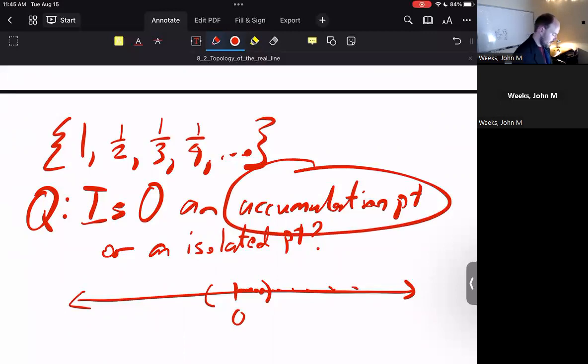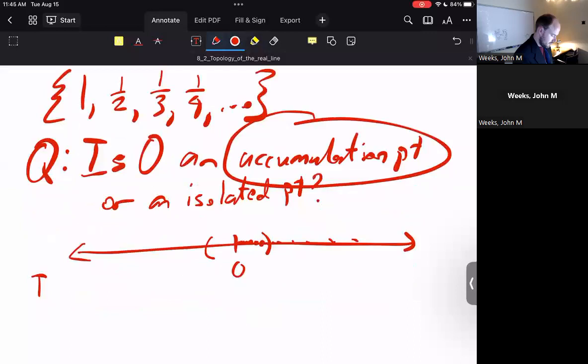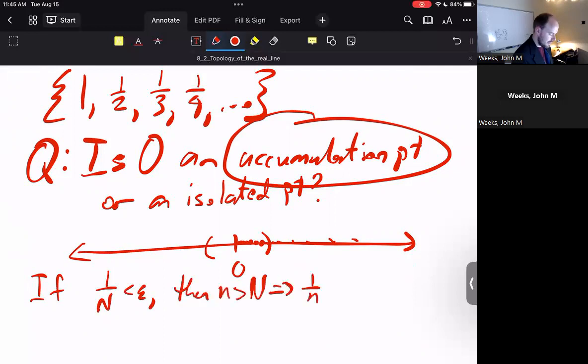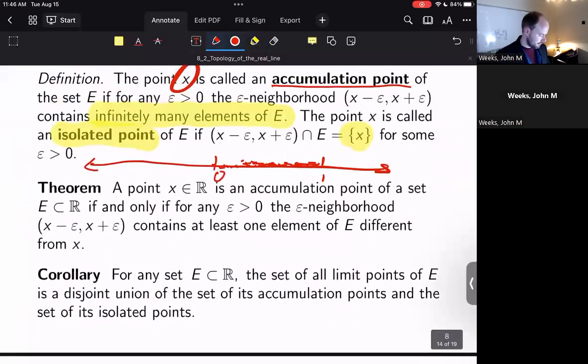So if 1 over n is less than epsilon, then for any m greater than n, that implies that 1 over m is also going to be less than epsilon, right? So these are all going to be inside of our little epsilon neighborhoods there.